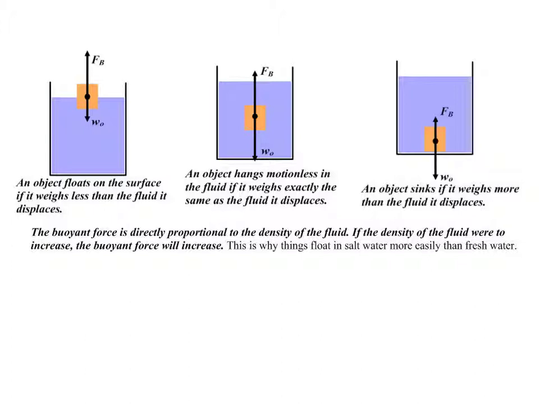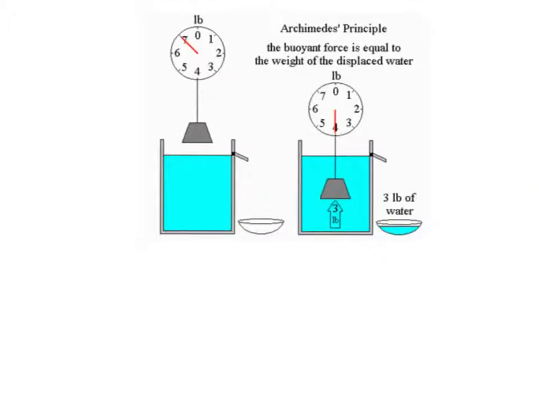So the buoyant force is directly proportional to the density of the fluid. If the density of the fluid were to increase, the buoyant force will increase, which is why things will float in salt water more easily than fresh water. So we can use Archimedes' principle to figure out the density of an object and then figure out what that object is made of, because we can look at a density table and compare it with the density calculated using Archimedes' principle.